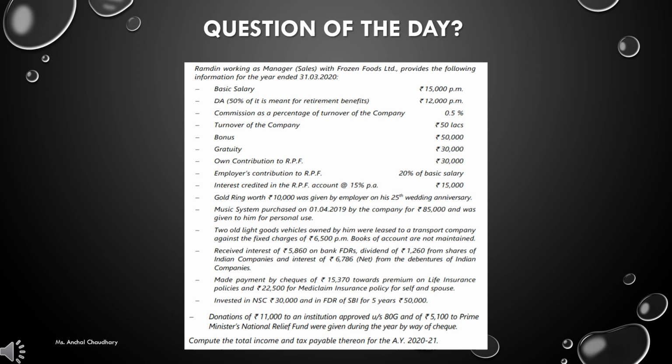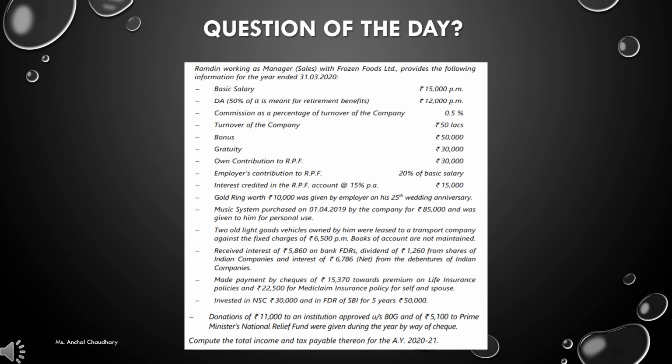Received interest of rupees 5,860 on bank FDRs. Dividend of rupees 1,260 from shares of Indian companies and interest of rupees 6,786 from the debentures of Indian companies. Made payment by cheque of rupees 15,370 towards premium of life insurance policies and 22,500 for Mediclaim insurance policy for self and spouse.